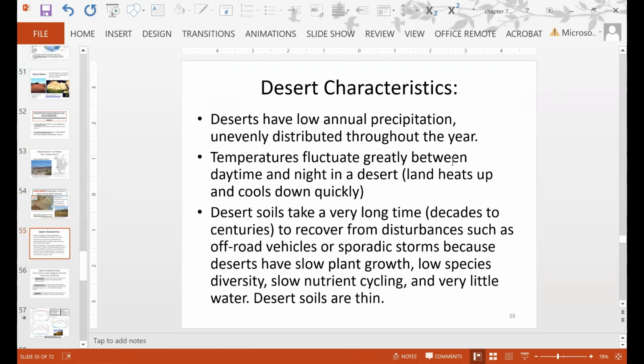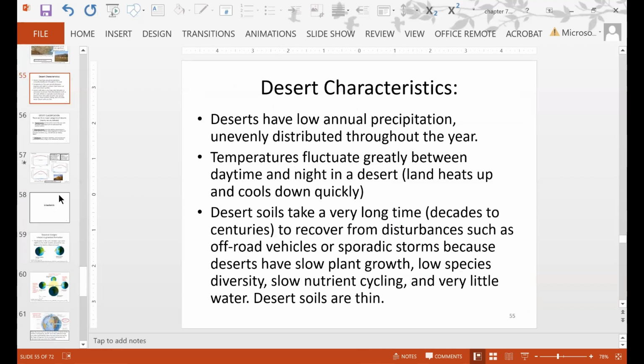So deserts have low annual precipitation that is unevenly distributed throughout the year. Temperatures fluctuate greatly between day and night. That's because land heats up and cools down quickly. Desert soils take a very long time to recover from disturbances such as off-road vehicles or sporadic storms.